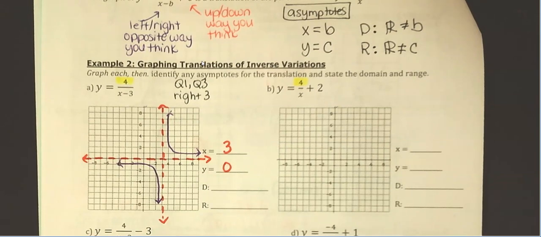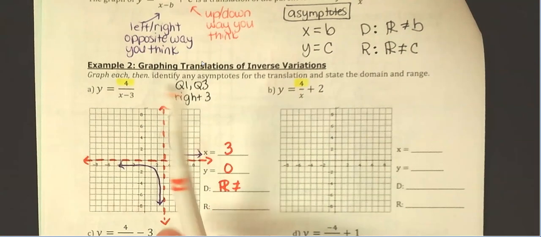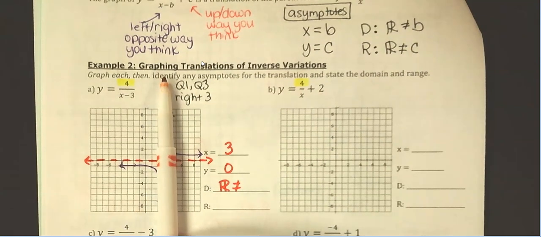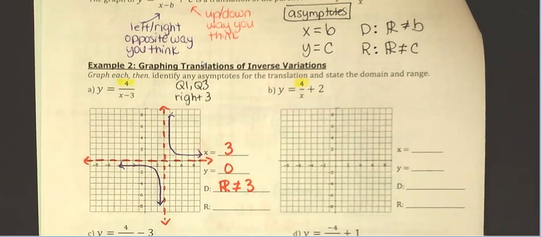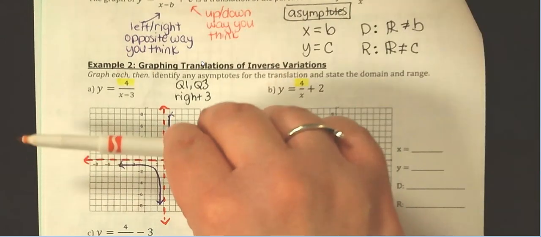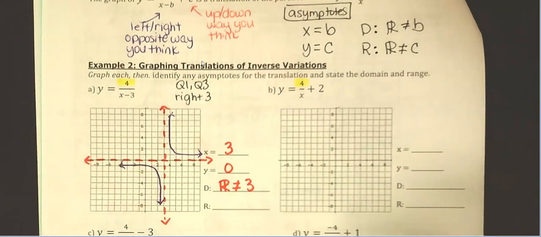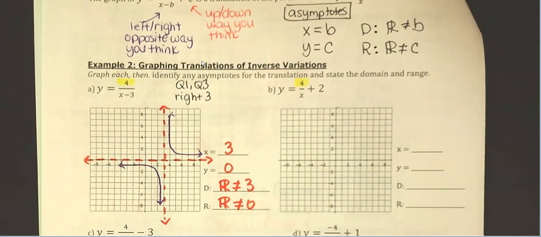All right, now, domain, super easy. All real numbers, going left and right forever, but you don't touch where they're curving in together in the center, and that x value should match your vertical asymptote, which is 3. Same thing for your y's. One branch goes down, one branch goes up forever, but we don't meet here in the middle. So the real numbers, but not 0 in that case. The range should match your y equals asymptote. The domain should match your x equals asymptote.